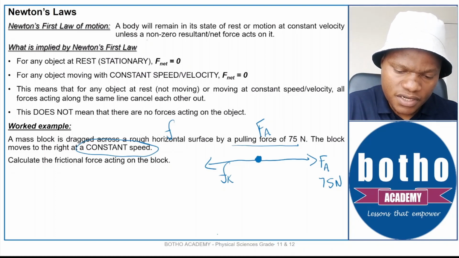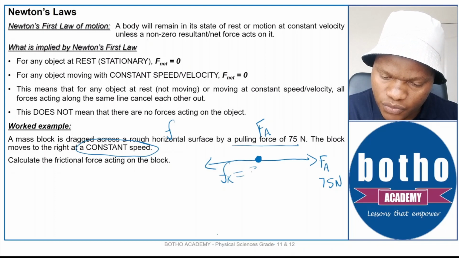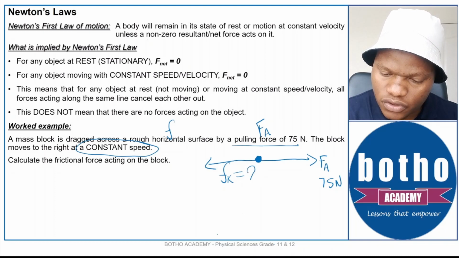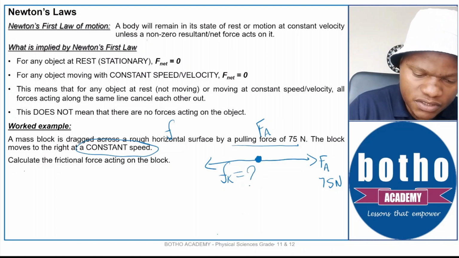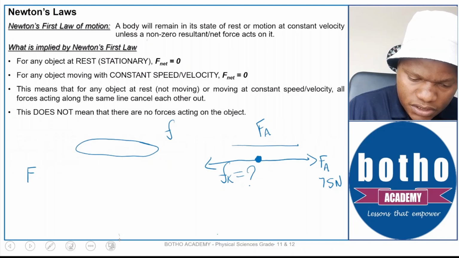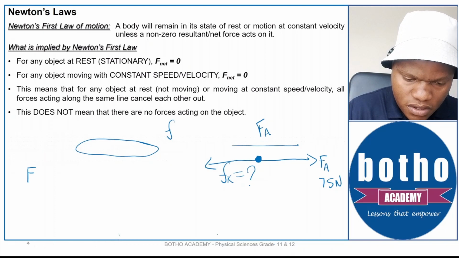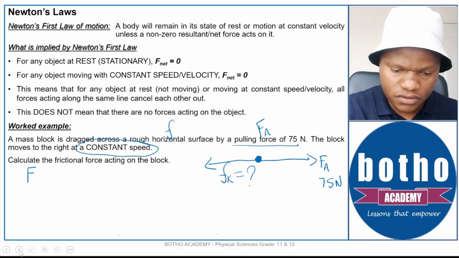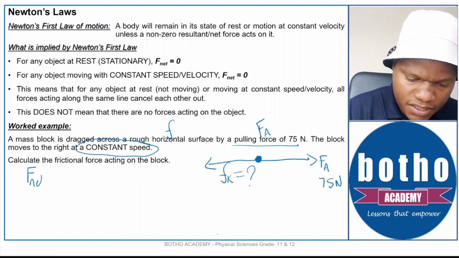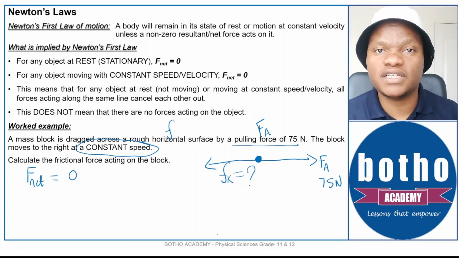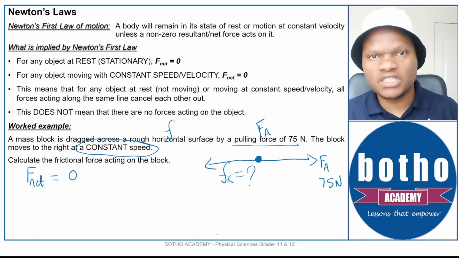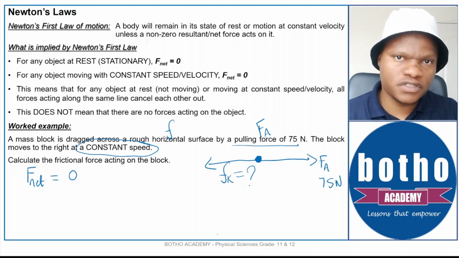We know that this object is moving at a constant speed. The question is saying calculate the frictional force. The frictional force is what we do not know. That is our unknown force. But what do we know based on this statement? Constant speed means that F net is equal to 0. But what is F net? Remember, F net is not necessarily one force. It's a combination of all forces acting along the same line. What are those forces in this case?